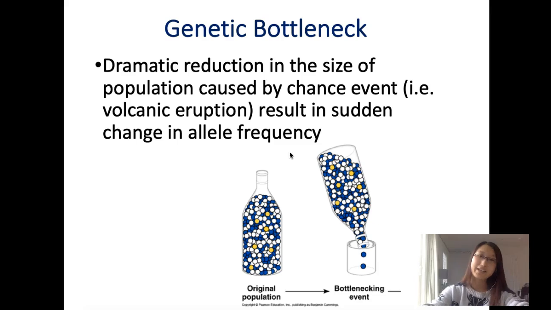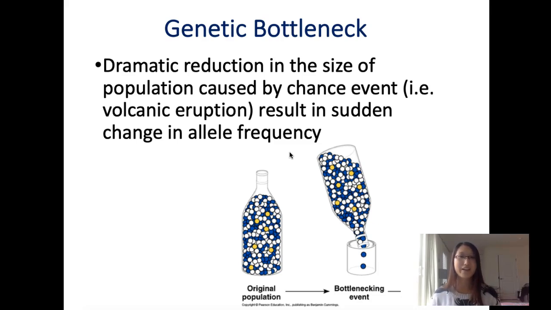For example, let's say you have an island, and on the island you have mushrooms. Mushrooms don't move, but they also have variations. A volcanic eruption killed a bunch of mushrooms, because that's what volcanic eruptions do. The leftover mushrooms are going to have different allele frequencies compared to the original mushroom population before the volcanic eruption, because a lot of them died, and the leftover ones did not survive because they're better at surviving. They survived because they were lucky.